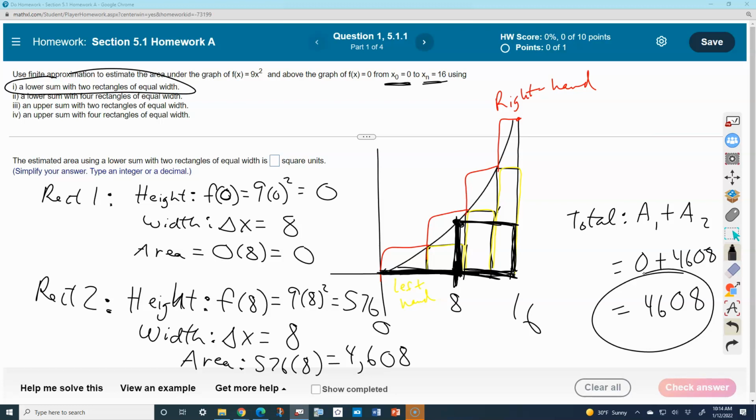So is your first, like, is that answer 0 for yours? For part 1? No, my answer to part 1 is the sum of both of those rectangles. See, that's my first rectangle, and then this is my second rectangle, and so that area plus that area is the total approximate area. So in this case, it's 0 plus 4608, which is 4608.